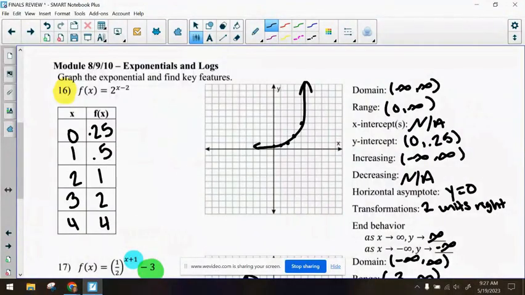If you were interested in what graph 16 looked like, obviously we went through this one in class, but you can see that this one would be considered exponential growth because it is getting larger from left to right. And you can see the key features there as well.